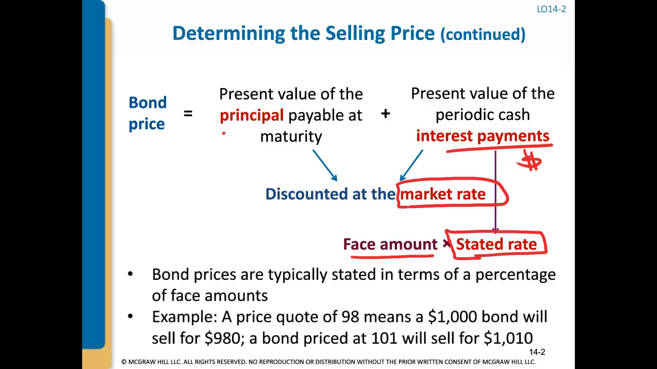And as a refresher, bond prices are typically stated in terms of a percentage. So when you see a price quote of 98, it means a $1,000 bond is sold at 98% of its face value, which is $980, and a $1,000 bond sold for 101 means it's selling for 101% of its face value to give you $1,010.